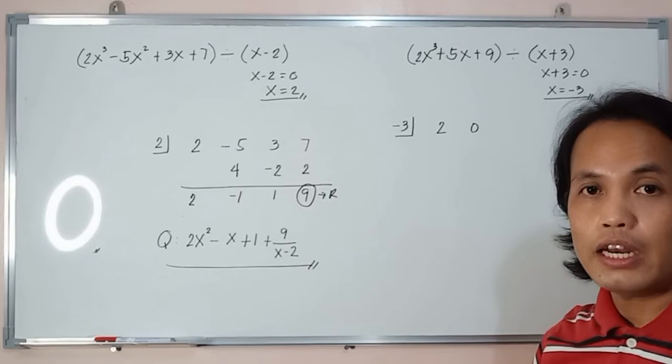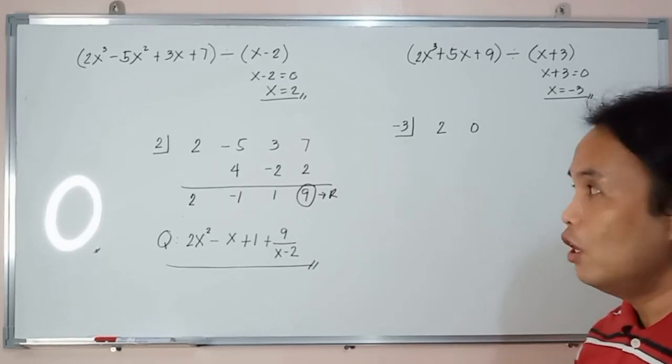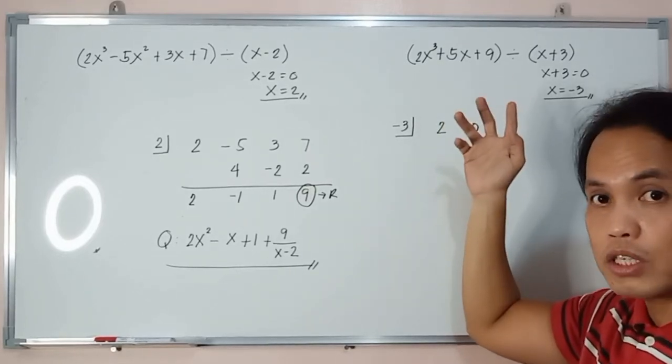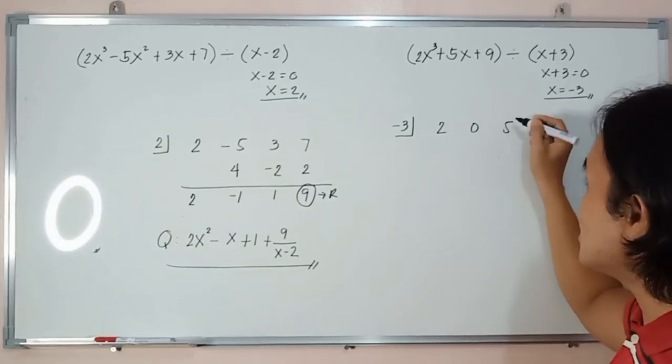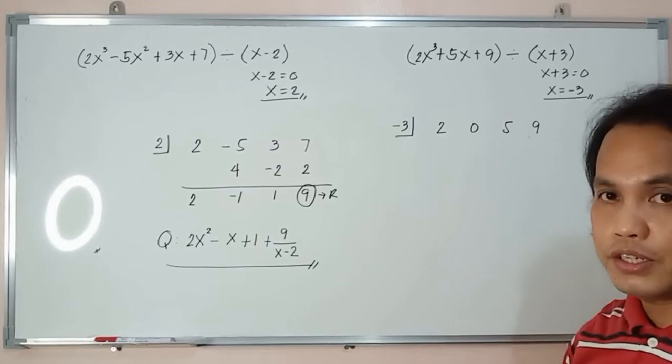0x squared, so any number multiplied to 0 is 0. So we did not change the value of the polynomial. So the 2 here is for the cube, the 0 is for the square, next is 5, which has the degree 1, and last that is 9, which has the degree 0.